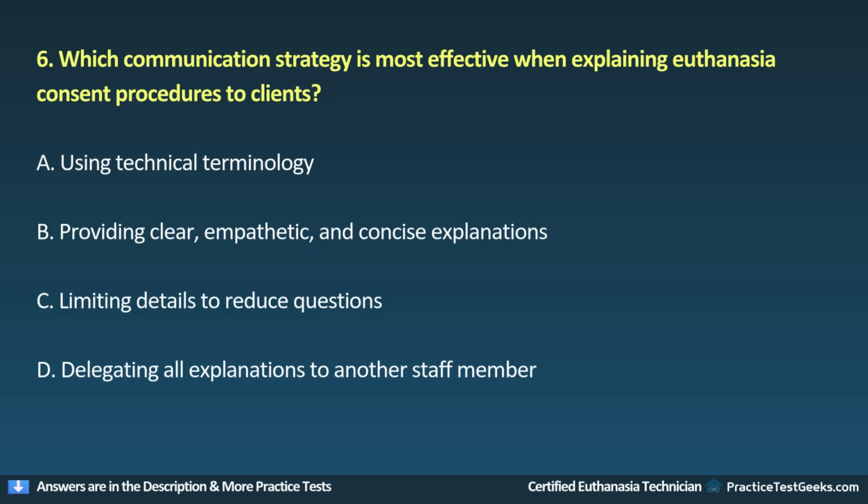6. Which communication strategy is most effective when explaining euthanasia consent procedures to clients? A. Using technical terminology. B. Providing clear, empathetic, and concise explanations. C. Limiting details to reduce questions. D. Delegating all explanations to another staff member.